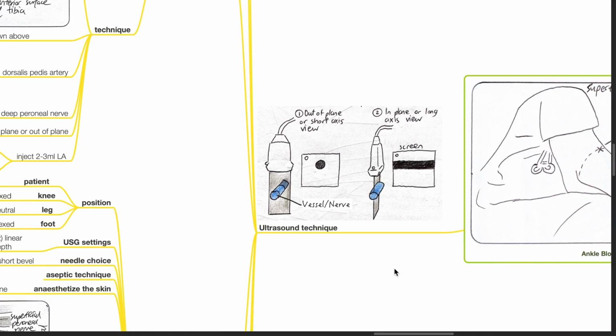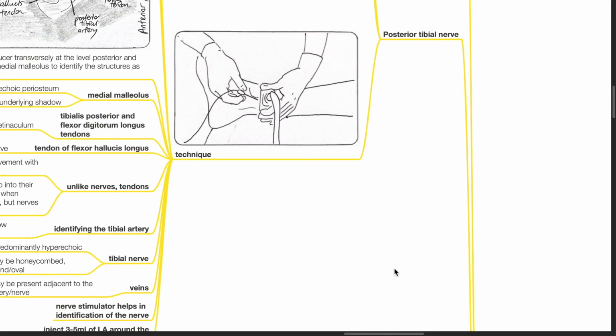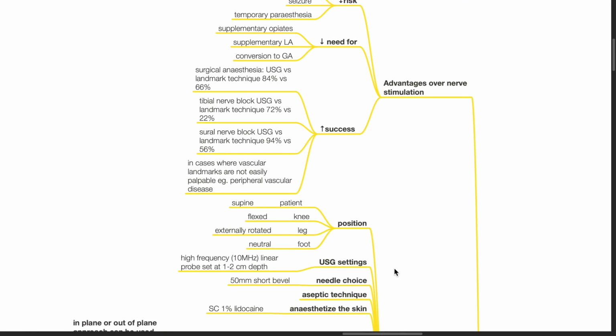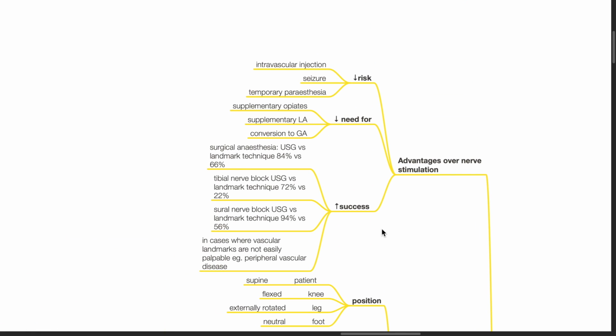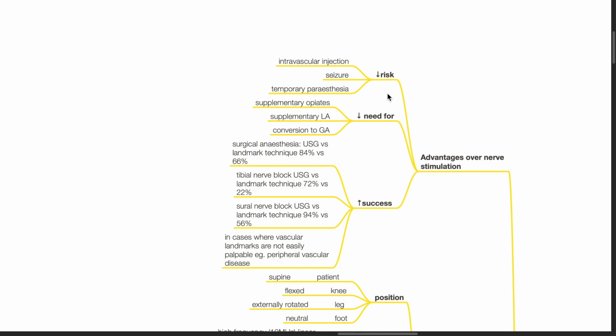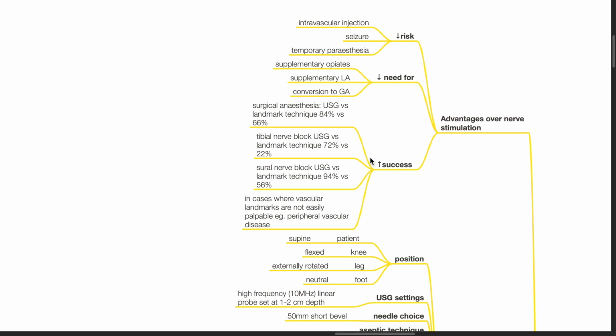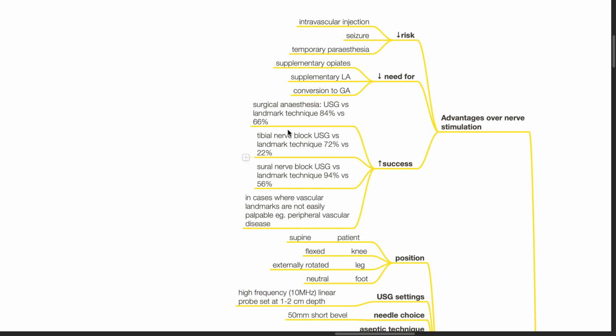Ultrasound technique. Advantages over nerve stimulation: there is decreased risk of intravascular injection, seizures, and temporary paresthesia. There is decreased need for supplementary opioids, supplementary LA or conversion to GA. There is increased success of surgical anesthesia.